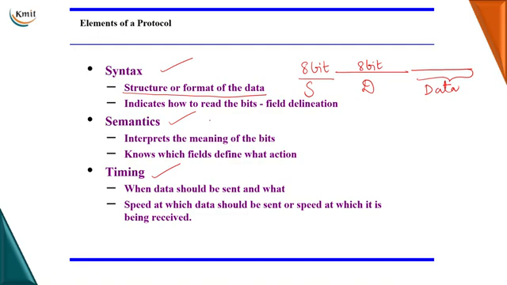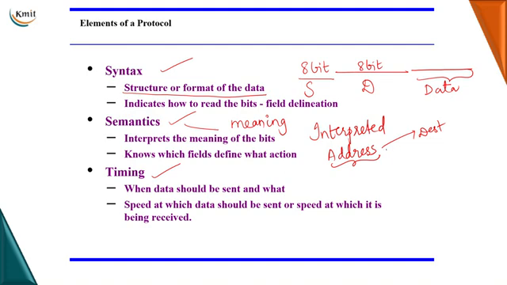What do you mean by semantics? The basic meaning of semantics is meaning. Whatever you are sending, what does it mean or how does it have to be interpreted? So semantics specify the interpretation of the data that has been communicated. For example, if I specify that this is the address, how this address has to be interpreted, whether it is the address of the destination or the address of the route that I have to follow to reach the destination. This interpretation is provided by the semantics of a protocol.